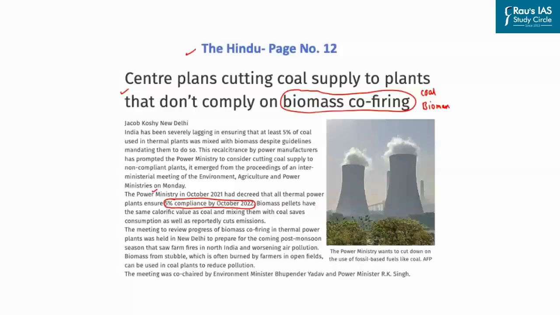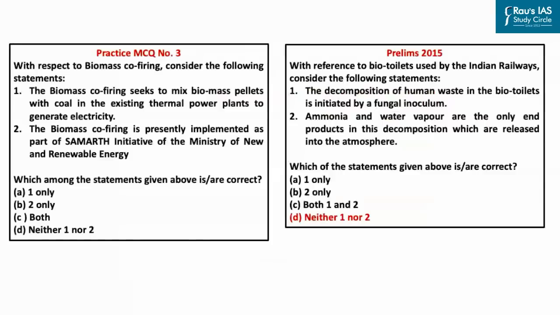Now, this particular Samarth initiative of the government is quite important because if you have a look at the previous year prelims questions, questions have been asked with respect to the important initiatives of the government related to environmental conservation. For example, in prelims 2015, we had a question related to the bio toilets or the biodigesters. So based upon this, let us have a look at the question related to biomass co-firing. The first statement is, biomass co-firing seeks to mix the biomass pellets with coal in the existing thermal power plants to generate electricity, which is correct.